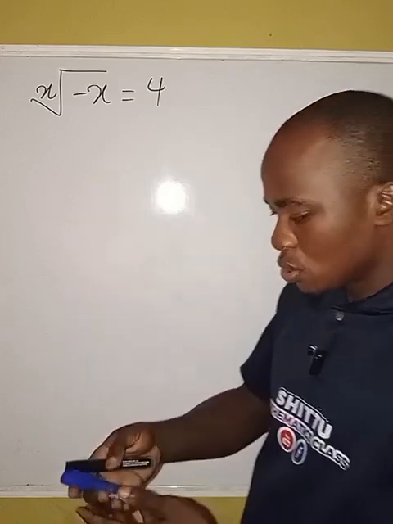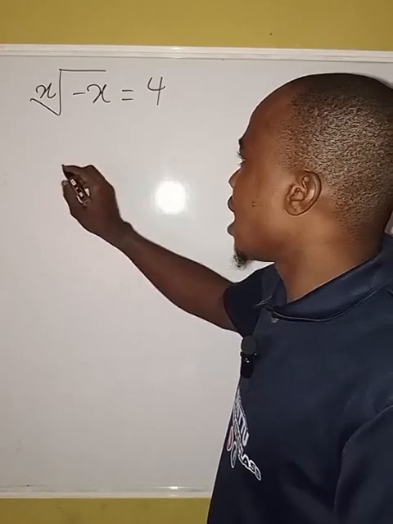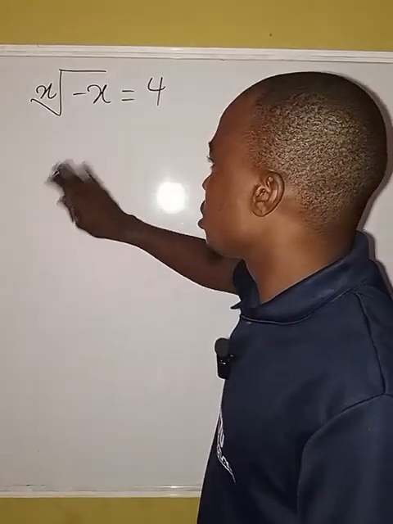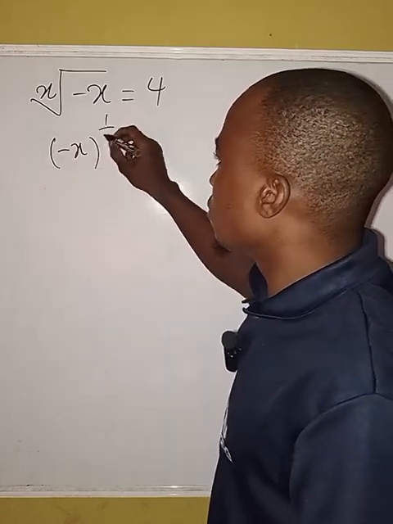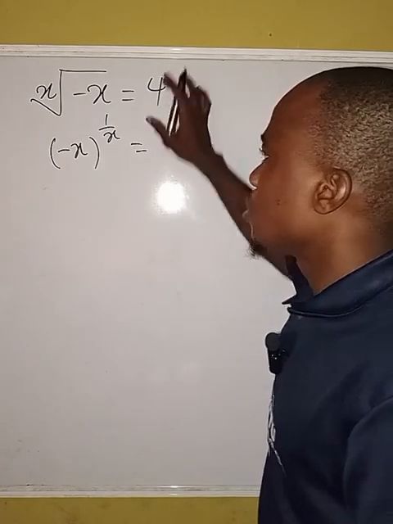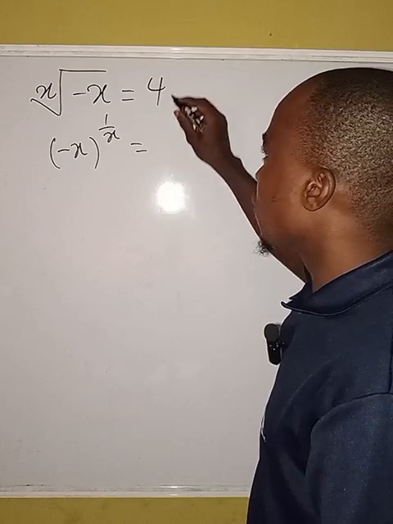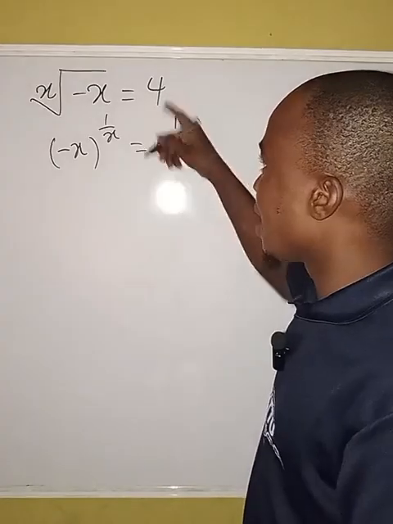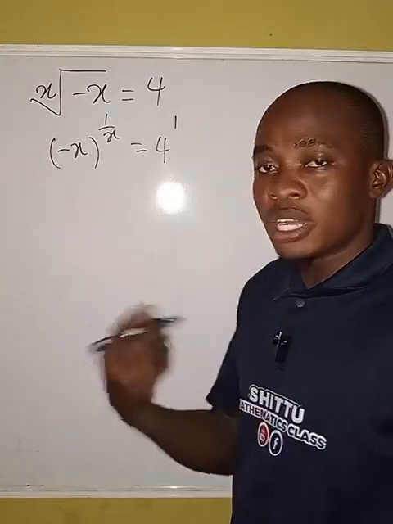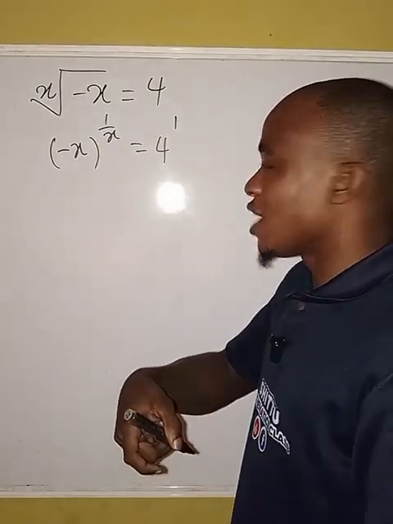So now what are we going to do? Now from here, I'm going to rewrite this left hand side as minus x, then parenthesis 1 over x equals. Now here I have 4 to the power of, let me say, 1. I can write this as that, because any number raised to power 1 is still the same. It's still that number. Are you getting it now?